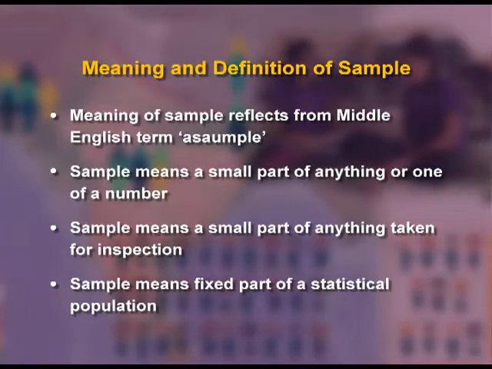It means a part of anything taken or presented for inspection or shown as evidence of the quality of the whole population. Sample means a fixed part of a statistical population. A sample is a fixed part of a statistical population whose properties are studied to gain information about the whole. It can be defined as a set of respondents selected from a larger population for the purpose of a study.